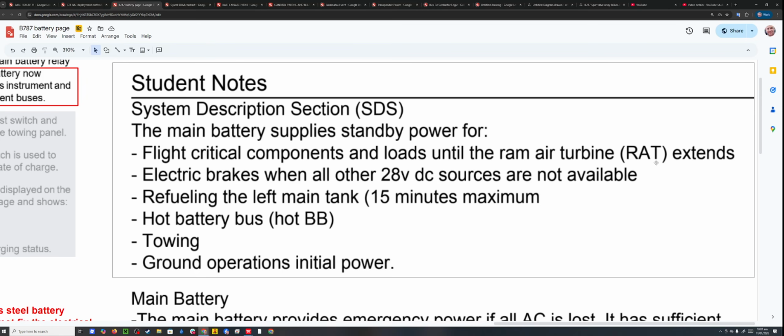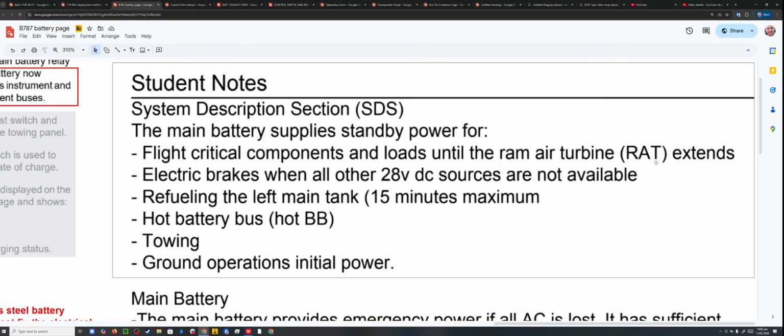If main battery is lost, the flight control electronics continue on their own internal batteries. All right. Another one, electric brakes when all other 28-volt DC sources are not available. Okay, keep that one. The reason is the electronic brakes take 28 volts DC and step them up to 130 volts DC through an isolated DC-DC, I guess you call it a DC-DC transformer. It's a power supply that steps up the voltage from the 28-volt bus, so that if the aircraft isn't running, the brakes can still work from the battery.